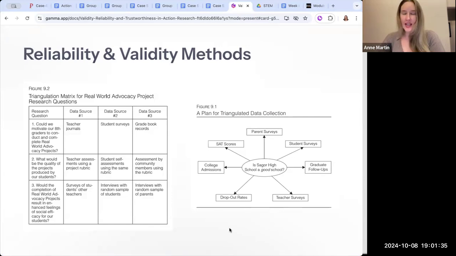So that is a little overview of reliability and validity. So I look forward to your questions and comments about this chapter.